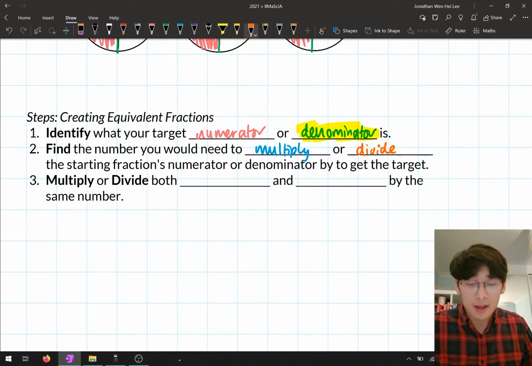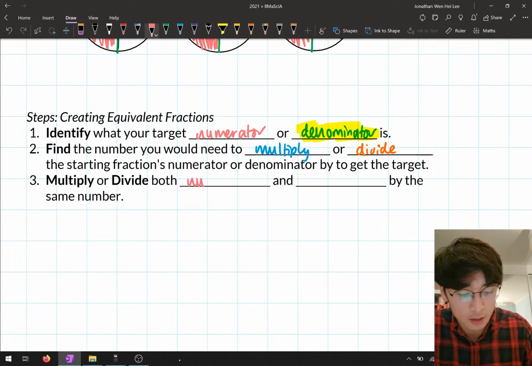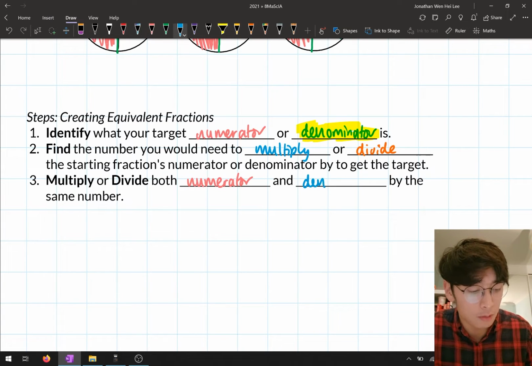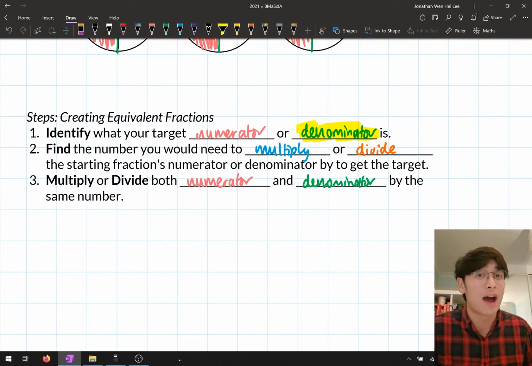And then once we've done that, the final step is that we have to multiply both the numerator and denominator by the same number. So once we've figured out what that number is, we need to apply the same thing to both our starting numerator and denominator.